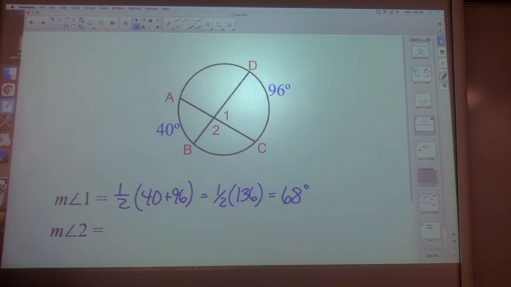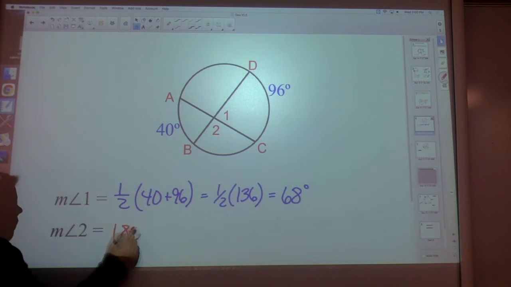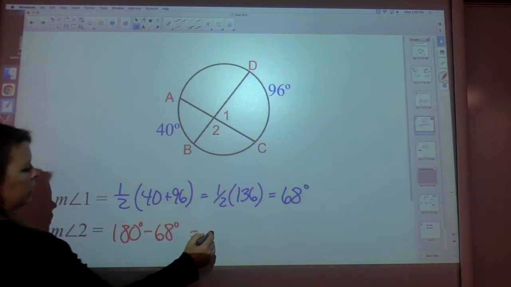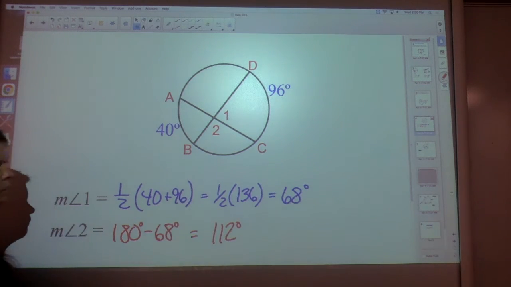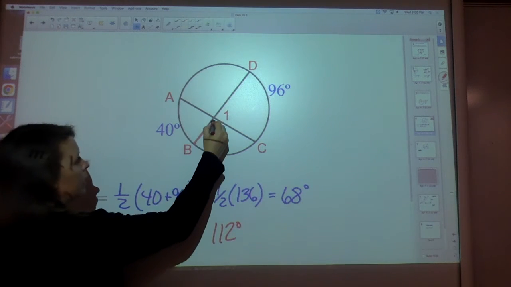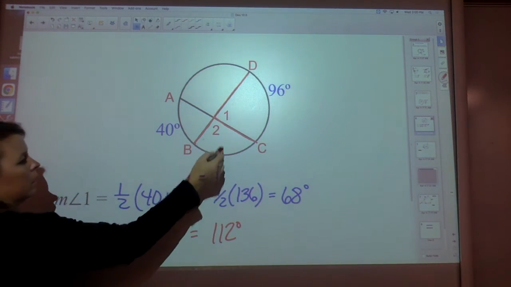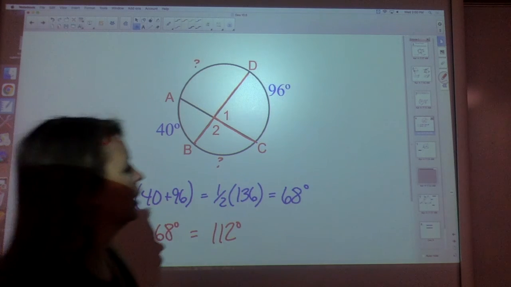How big is the measure of angle 2? The measure of angle 2 is 180 minus 68, which equals about 112 degrees. How did I know it added up to 180? Because they're a linear pair, right there. I don't need to know how big those arcs are. I just need to know how big angle 1 is.